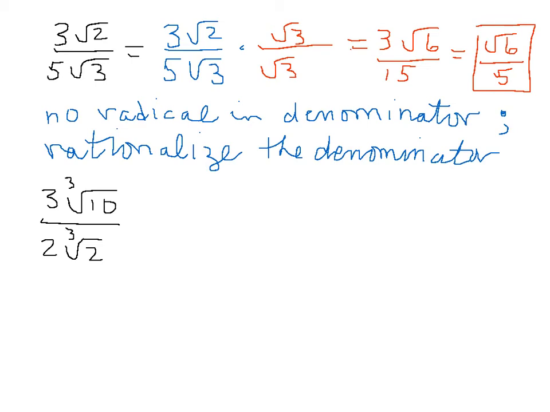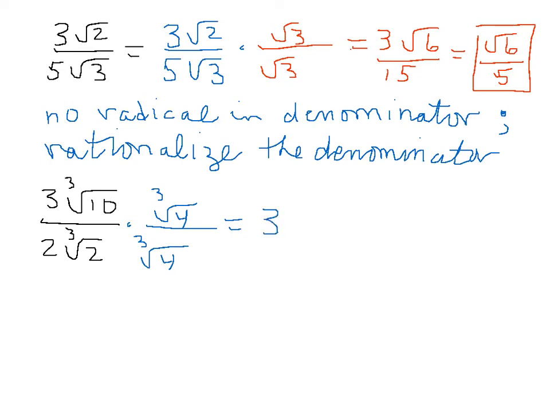So check this out and think about it. What is it that I can multiply top and bottom by so that I get rid of the radical in the bottom? Well, I have the cube root of 2, and I can't take the cube root of 2, but I could take the cube root of 8. And so what I do is I multiply top and bottom by the cube root of 4.